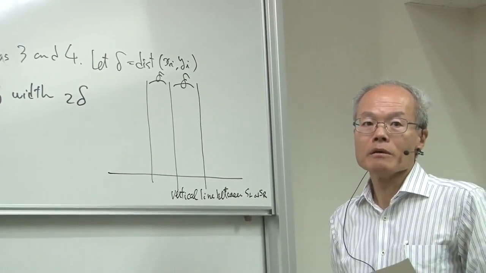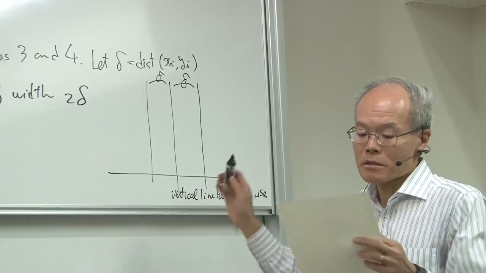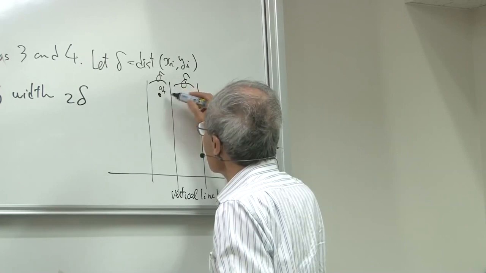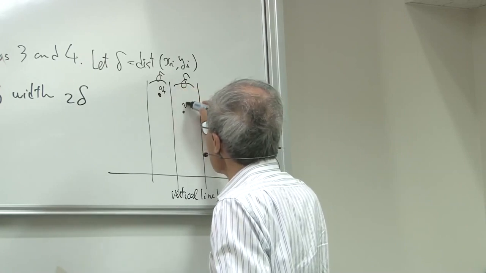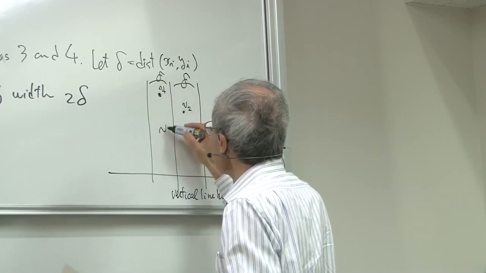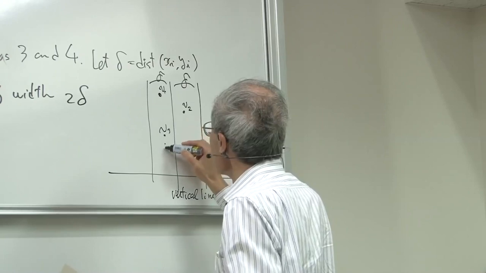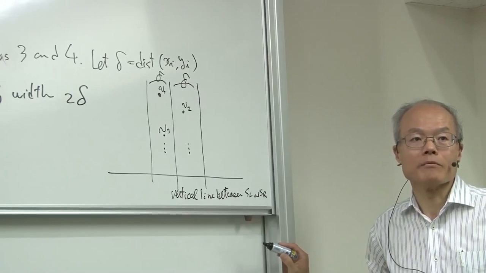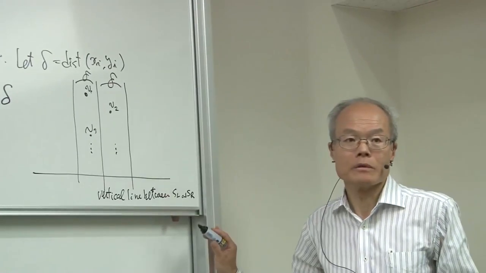Then there may be points in the strip, like v1, v2, v3, and so on and so forth. Okay, there may be points within the strip.